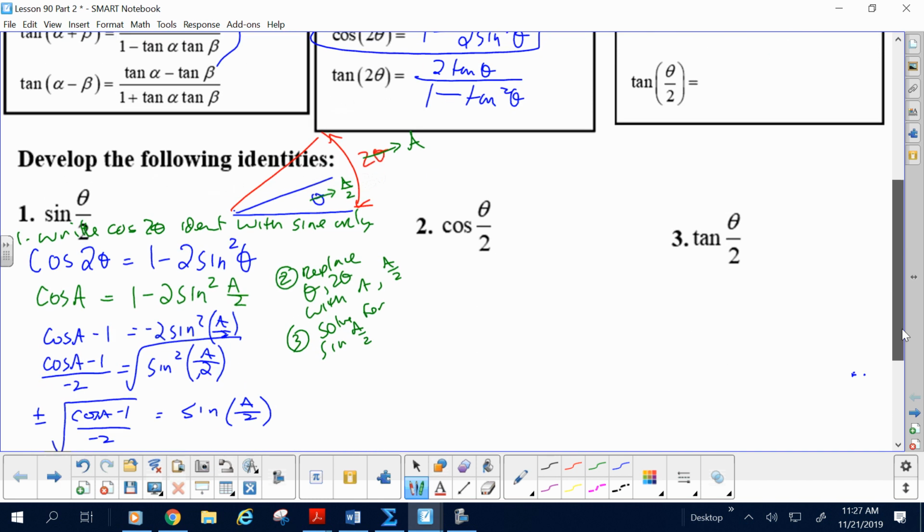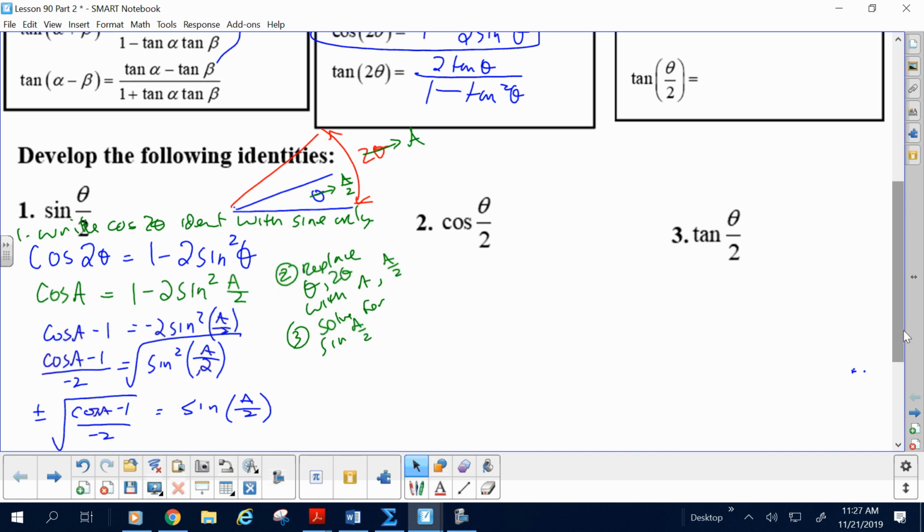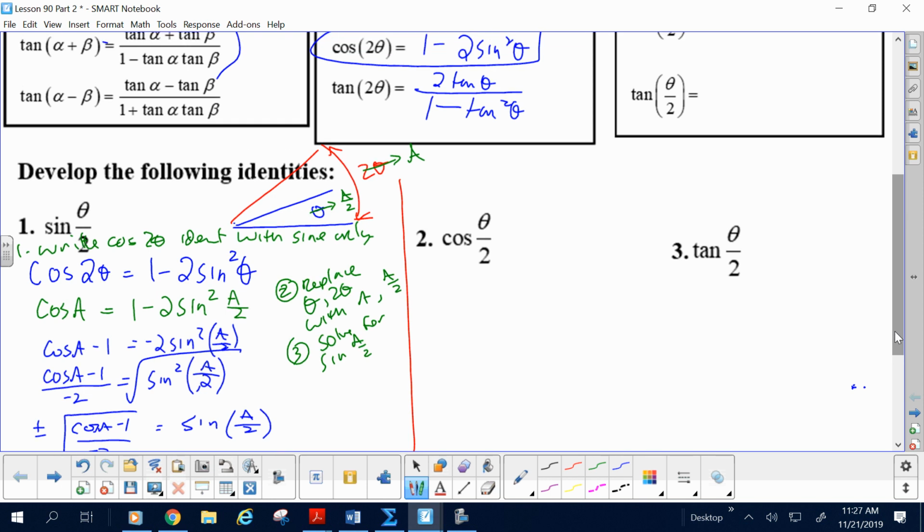Okay, cool. Then, with that in mind, how do you reckon we do cosine of theta over 2? Over here we started with the cosine of 2 theta identity that had sine only in it. Well here, you'll start with the cosine identity that only has cosine in it. Cosine of 2 theta is 2 cosine squared theta minus 1. Very cool.